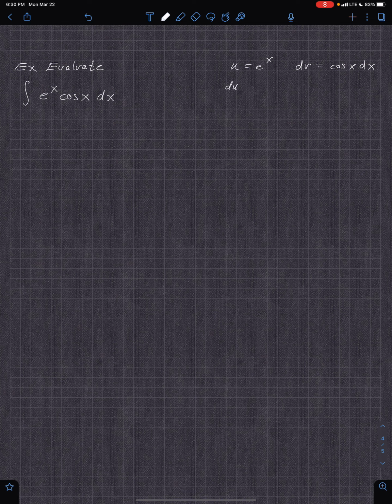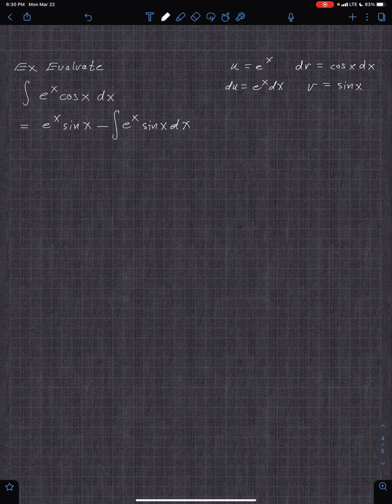Then we know my du is e to the x dx. That's pretty straightforward. And then my v, the integral antiderivative of cosine, is sine, so let's just say sine x. All right, so now let's substitute in. And we have, this is equal to e to the x sine x minus the integral of e to the x sine x dx.